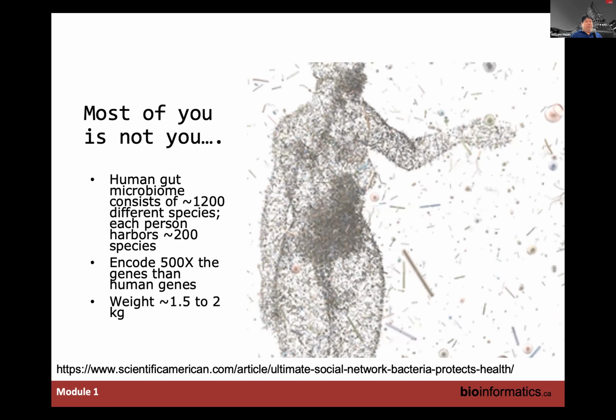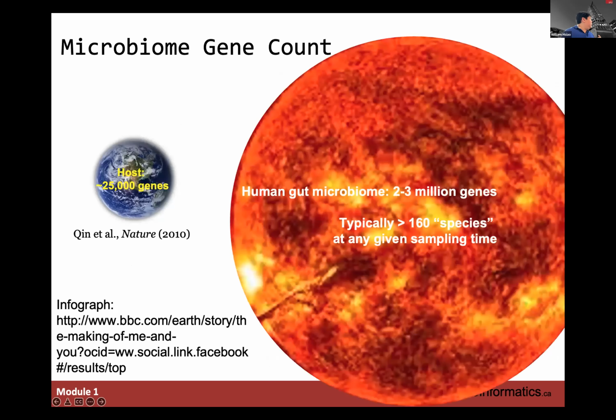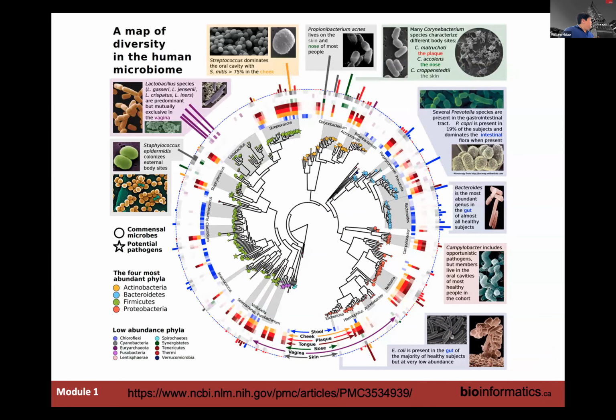So the human gut microbiome consists of 1,200 different species or so, and I guess that number does change from time to time, and some of you might have an updated number. Each person harbors about 200 species, and all in all, it encodes about 500 times more genes than the human genome. So that's the scale that we're looking at. We have about 25,000 genes in the human genome, but roughly 2 to 3 million microbial genes found in and on us.